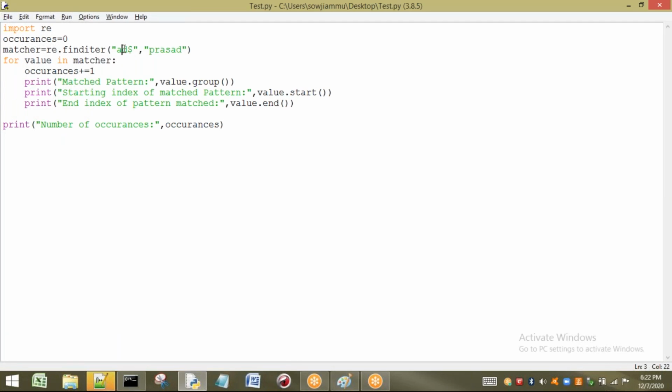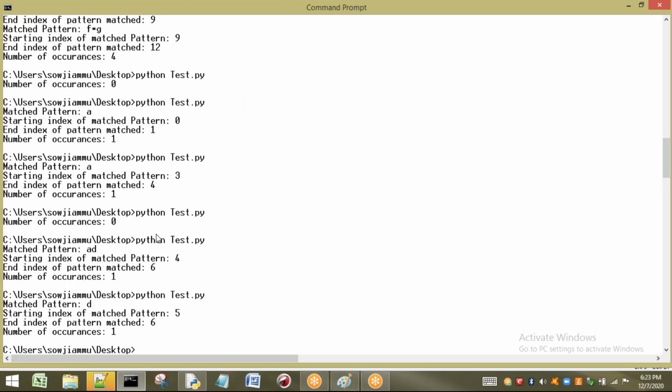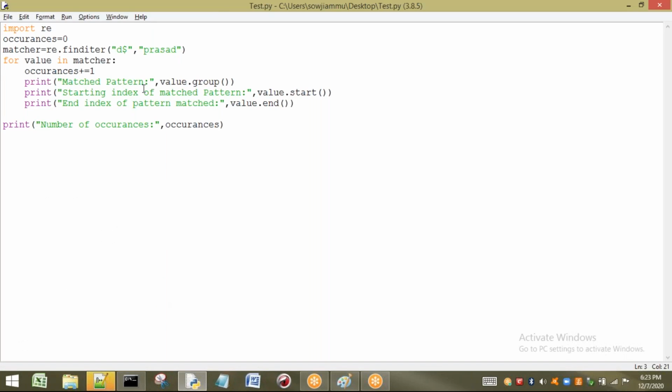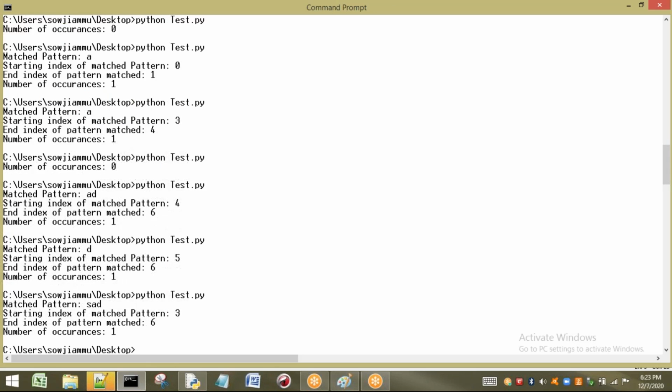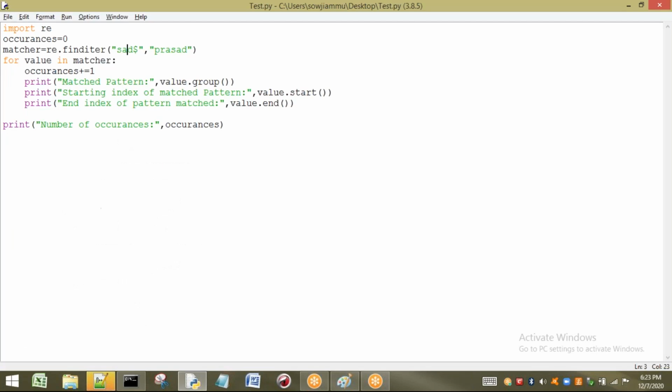Now if I take only D, yes, it is present, so there is no problem, we are going to get output. In the same way, if I take SAD, it is also present, so one occurrence. So what is the use of this dollar? Dollar is used to check if a string is ending with a certain character or certain characters, as shown in the example.